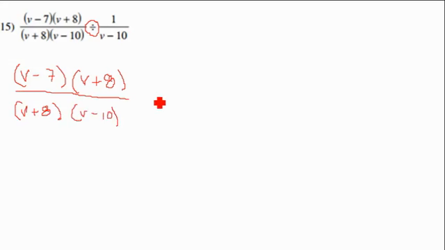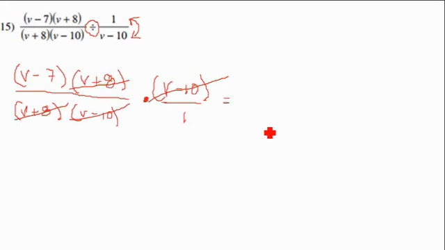And just like multiplying fractions, we change the division to a multiplication, and then we multiply by the reciprocal, which means we're just flipping the fraction or the rational expression in this case. So v minus 10 now over 1. And now I can find common factors between the numerators and the denominators. V minus 10, that'll divide to 1. V plus 8, that'll divide to 1. And so my final answer is v minus 7. That's my simplified expression.